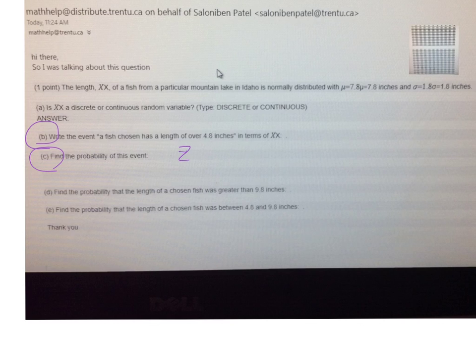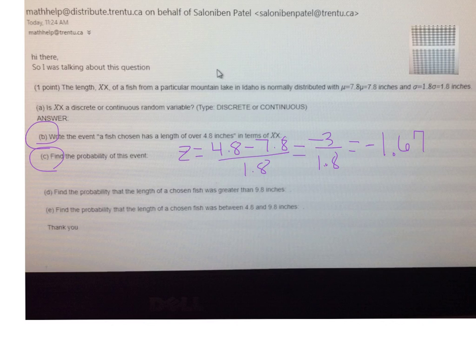If you do a z-score, in this case what you want is over 4.8 inches, and the mean length of the fish is 7.8, and your standard deviation was given as 1.8. So if we calculate that, we have negative 3, sorry, over 1.8. And that gives us a negative z-score of 1.6, let's call it 1.67, because we'll have to round it off there, okay?